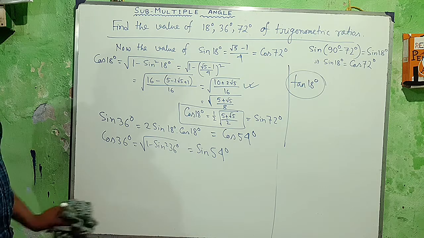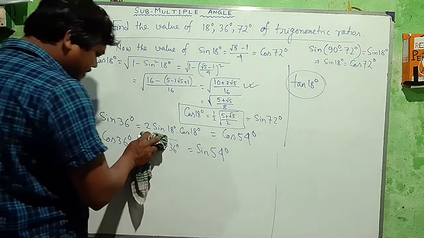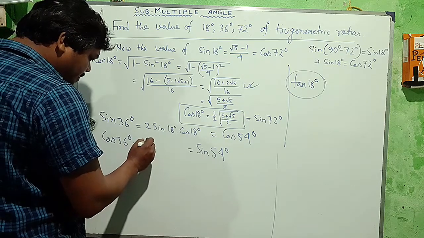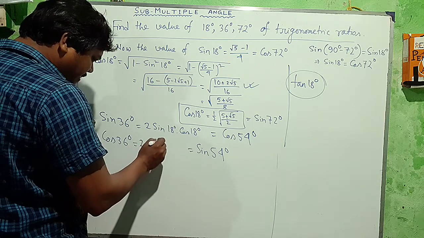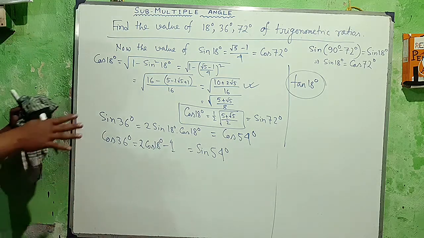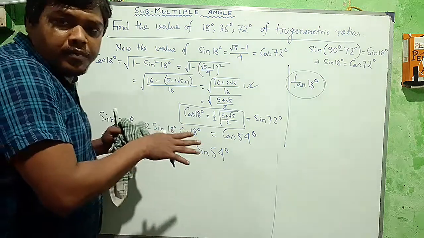So now cosine 36, you can calculate also in this fashion: cos 2 theta equals 2 cos square 18 degree minus 1. You can use this formula also. I think you can do it at home by yourself.